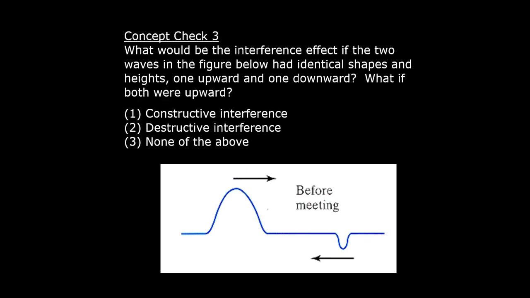Now notice it's really two questions here. Notice also that the picture does not correspond with the text. The text clearly says identical shapes and heights, which is completely not what the picture shows, but that's okay. All right, let's vote. Let's do the first one. If one is up and one's down, what are we going to see? Just destructive interference, just like we just discussed. How about if both are upward? We'll have constructive interference, just like we just discussed.